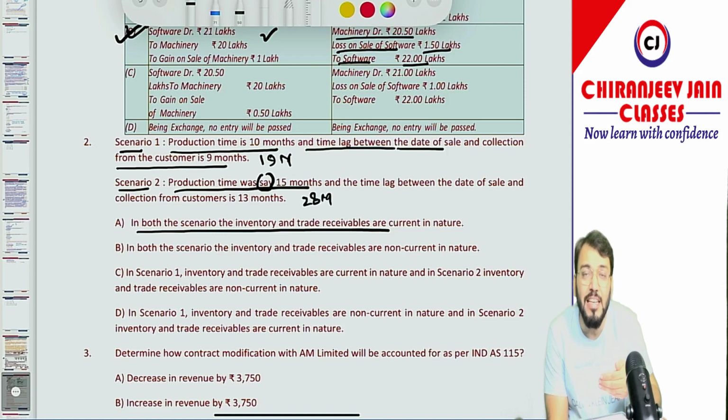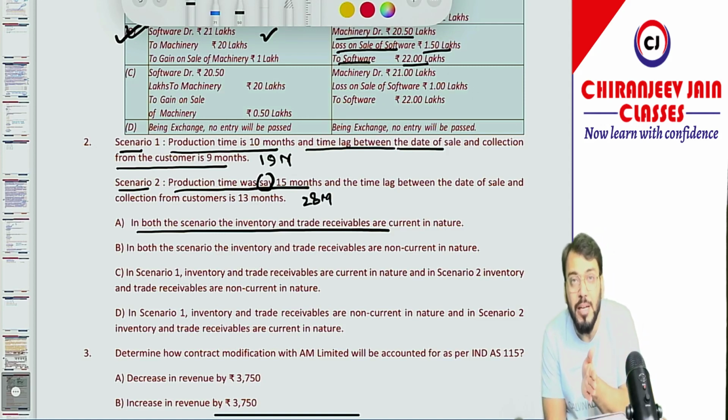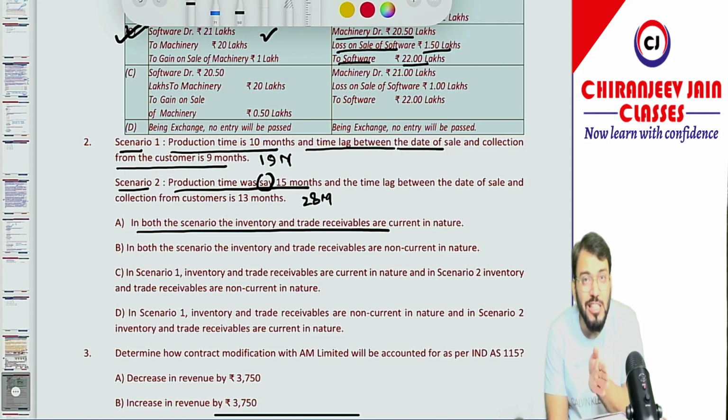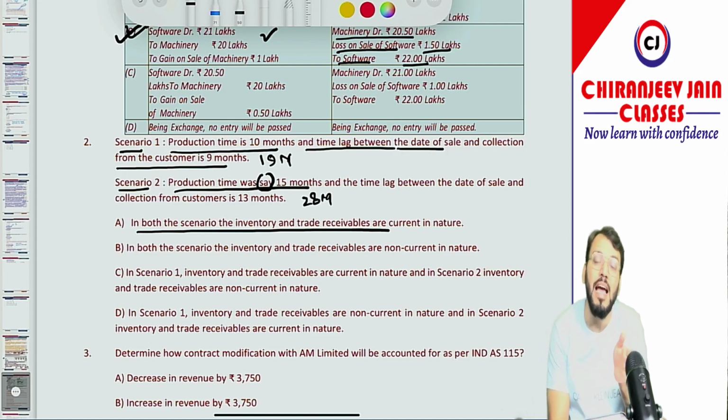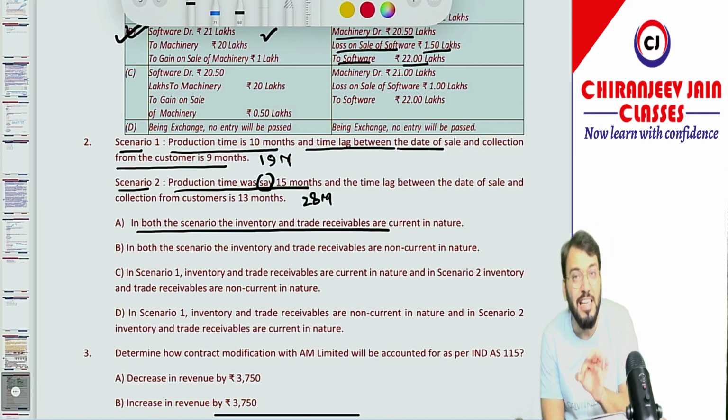First, it is expected that it will be sold or consumed or realized within the company's normal operating cycle. Second condition, it is expected that the asset will be realized within 12 months from the end of the reporting period. Third condition: it is held for the purpose of trading. Fourth condition: it is cash and cash equivalent.